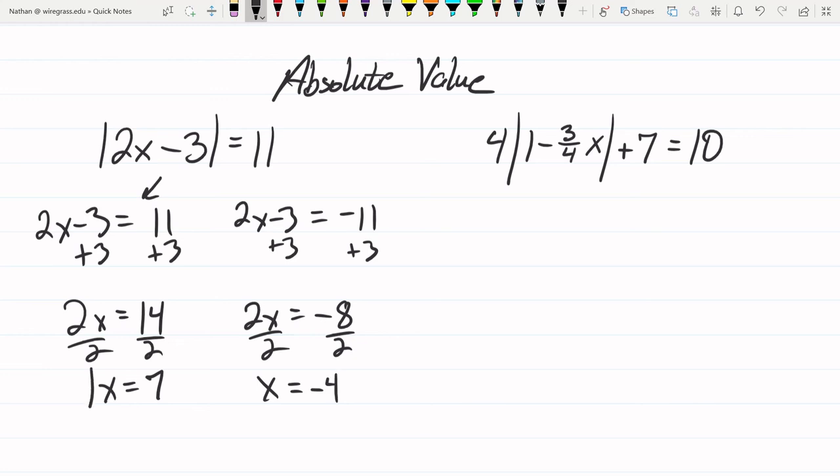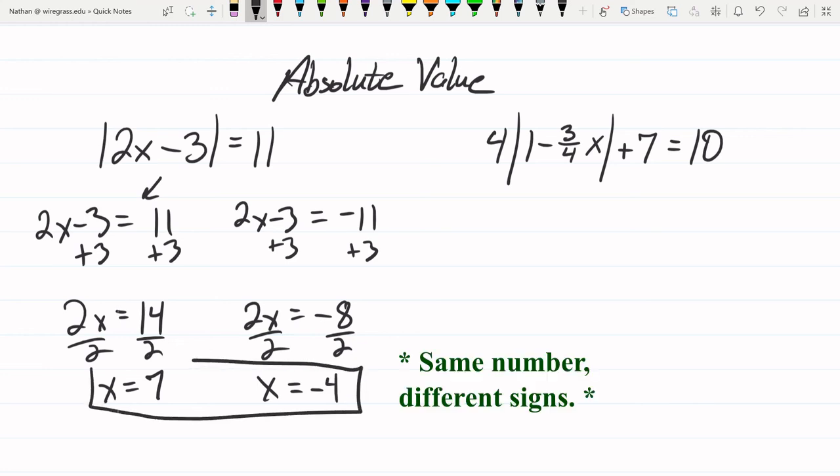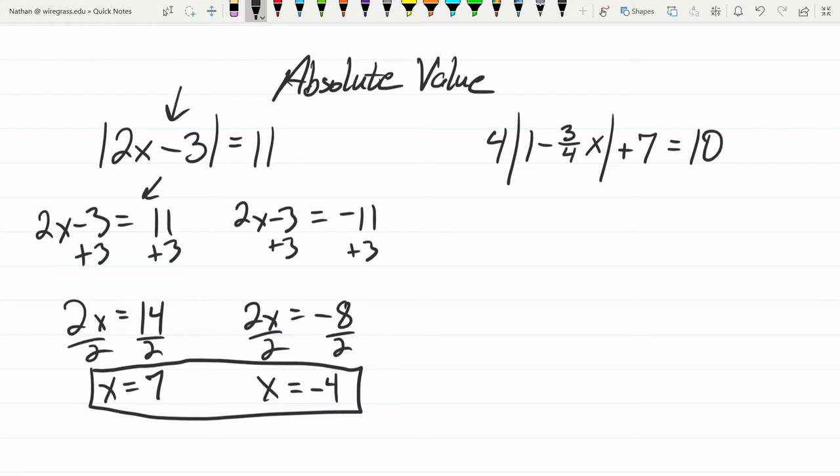In general, they will not be the same answer. They could be. It depends on what's on the inside here, the absolute value. But in general, they will not be the same answer, and they will not necessarily be one positive and one negative. So don't assume that that's always the case. You could have two positive answers, but they will typically be different numbers.